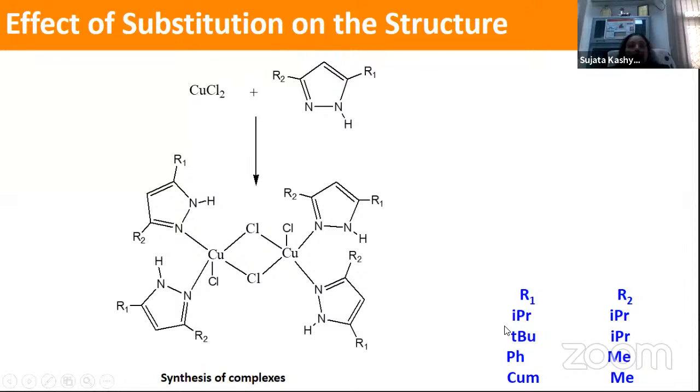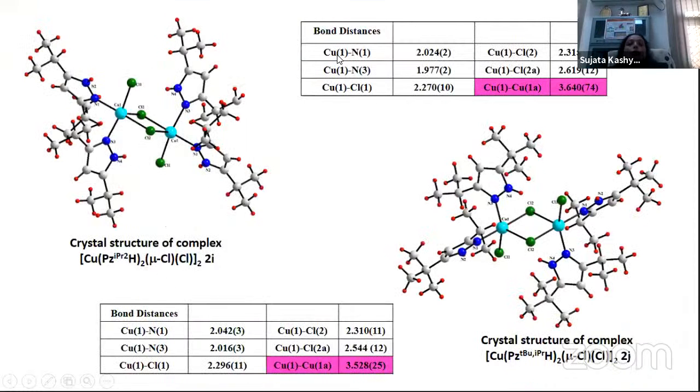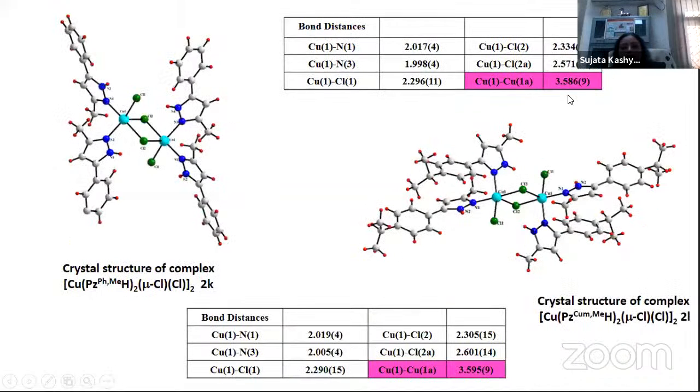But the thing is that because of the difference at the R1 and R2 positions, the substitutions at the 3 and 5 positions are different, so there is a difference in the bond length and bond angle, as well as a difference between the two copper centers. The distance between the two copper centers also varies. I had already highlighted it.